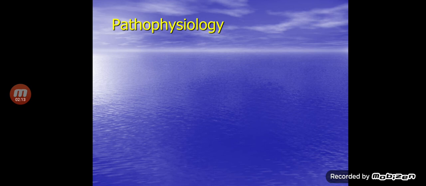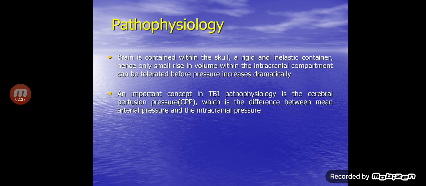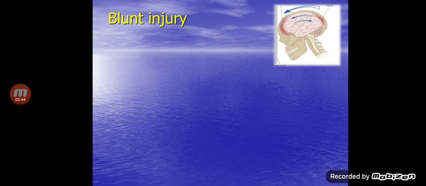In the pathophysiology, we have to know that the brain is contained within the skull, which is a rigid inelastic container, and hence only a small rise in the volume within the intracranial compartment can be tolerated before pressure increases dramatically. An important concept in traumatic brain injury pathophysiology is the cerebral perfusion pressure, which is the difference between the mean arterial pressure and the intracranial pressure.